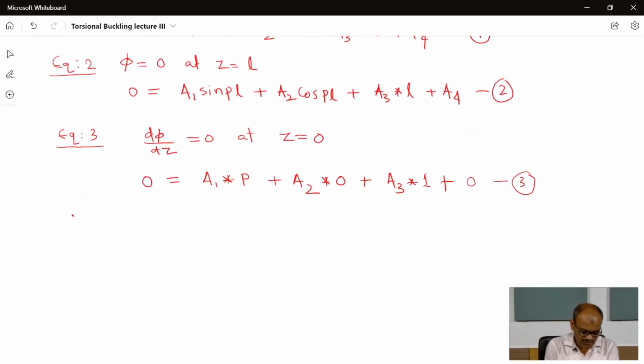And the fourth equation is d phi by dz is equal to 0 at z is equal to L.